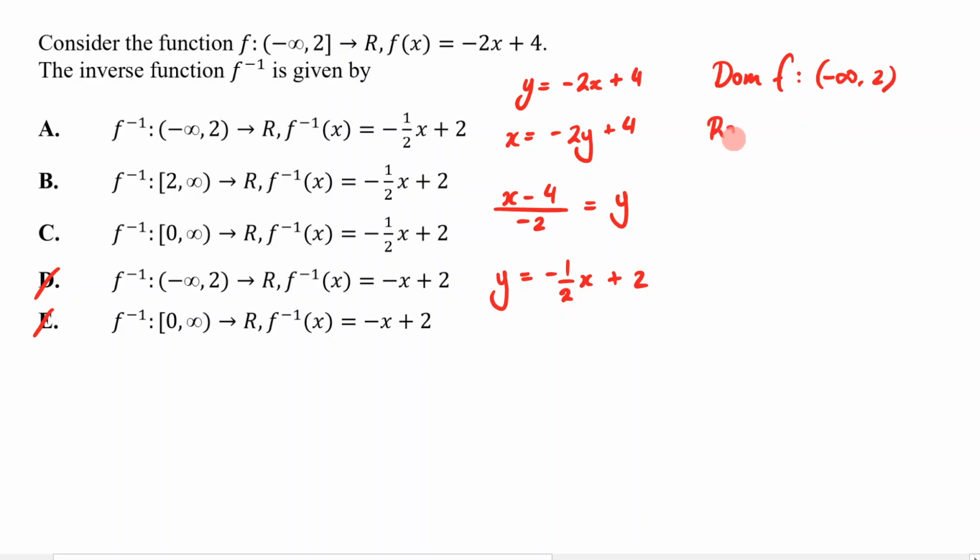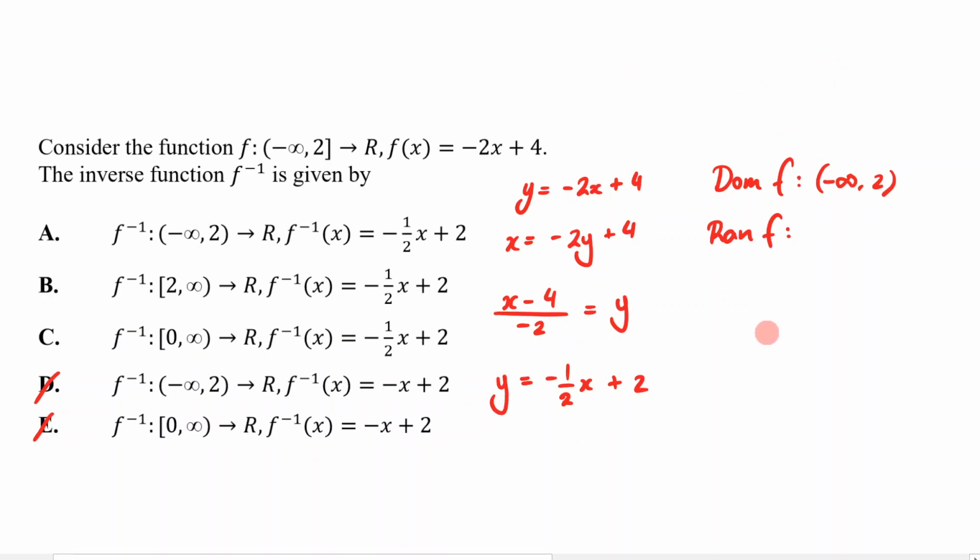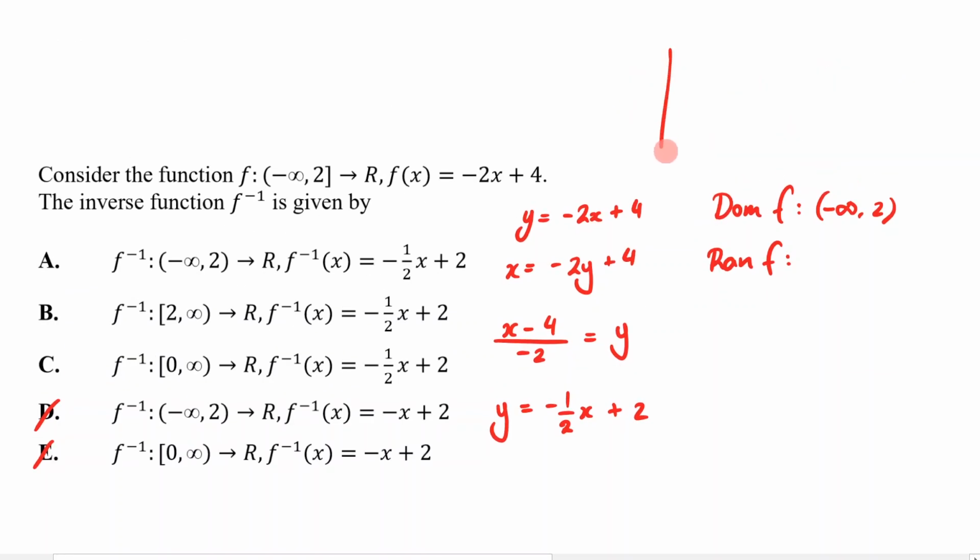What is the range of our original function going to be? To find this, it's probably helpful to give this a little bit of a sketch. It's negative 2x, so it's going to look something like that. And I'm going 4 up, so it's going to look something like that. That's what I'm picturing in my head. Let me just draw this in a different color. It's going to look something like this. But as you can see, I have a restricted domain from negative infinity to 2, so it's going to stop at some point.